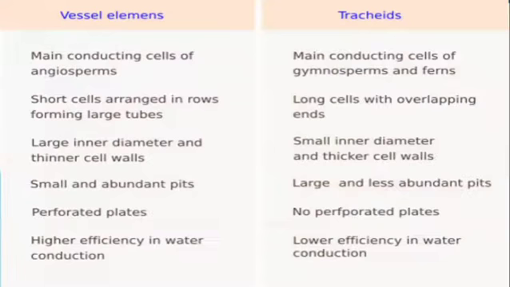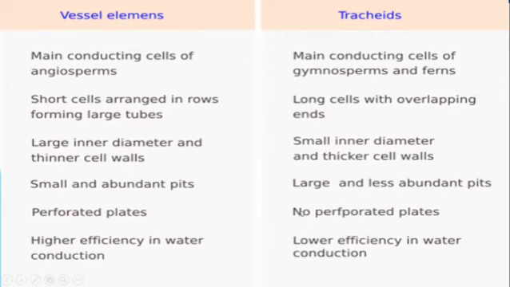Let's study the difference between xylem vessels and xylem tracheids. Vessels are the main conducting cells of angiosperms; tracheids are the main conducting cells of gymnosperms and ferns. Vessels are short cells arranged in rows forming large tubes. Tracheids are long cells with overlapping ends. Vessels have a large inner diameter and thinner cell walls. Tracheids have a small inner diameter and thicker cell walls.